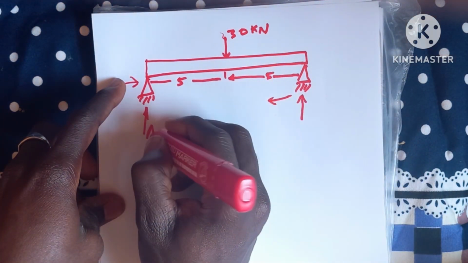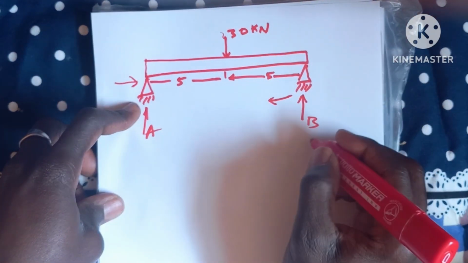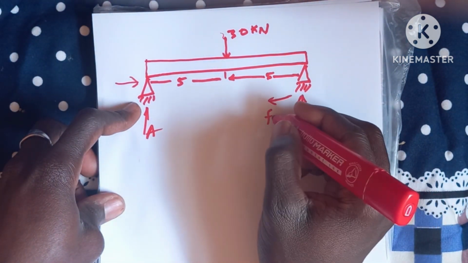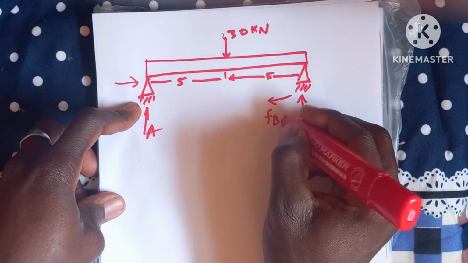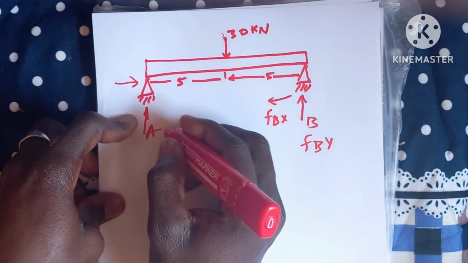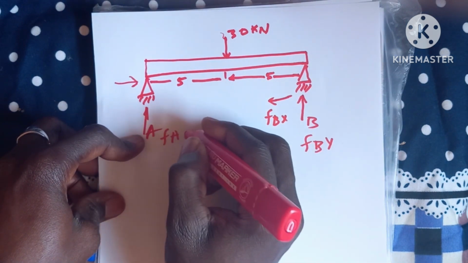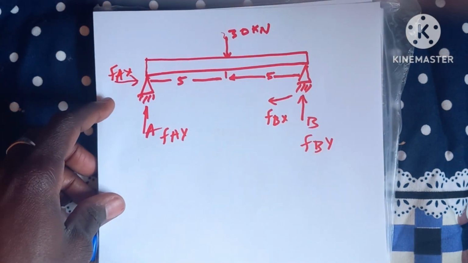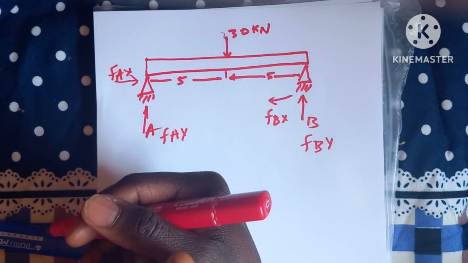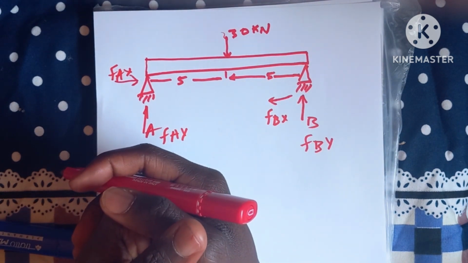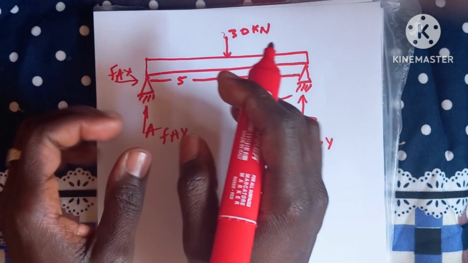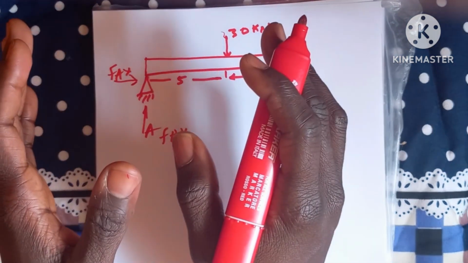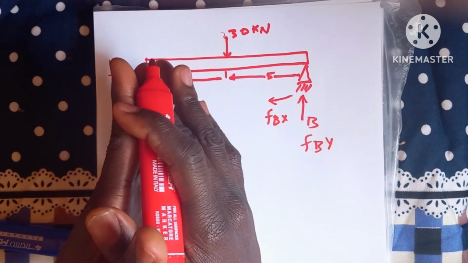So if we call this A and this B, we call the forces FBY and FBX, and then we call this FAY and FAX. If you are asked to find the reaction forces and also the moment about either end of this beam, you should always try to sum your moments and also your forces.